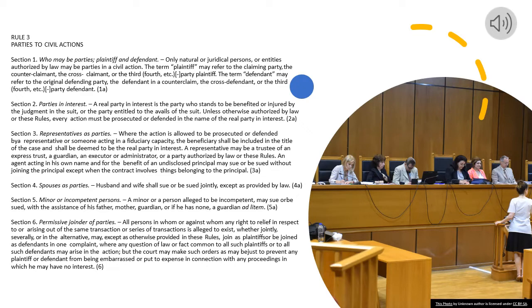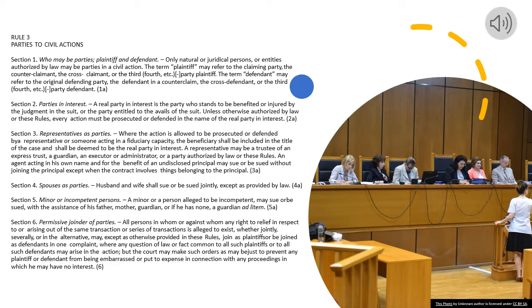Section 2. Parties in interest. A real party in interest is the party who stands to be benefited or injured by the judgment in the suit, or the party entitled to the avails of the suit. Unless otherwise authorized by law or these rules, every action must be prosecuted or defended in the name of the real party in interest.